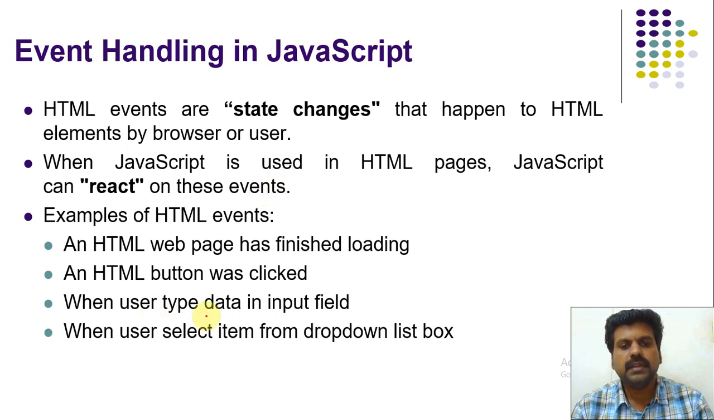And similarly, when the user types something in the text box, we can call the function. Similarly, when the user selects some data in a drop down list box, it generates an event. We can call the function. Okay, so there are some predefined events. We can handle those events. By handling the event, we can perform dynamic actions in an HTML program.